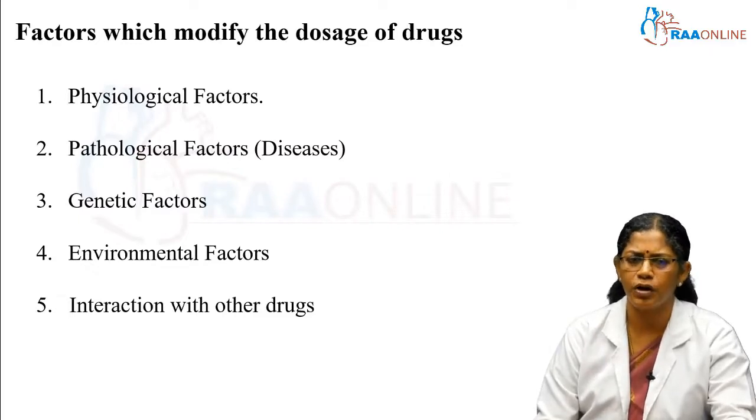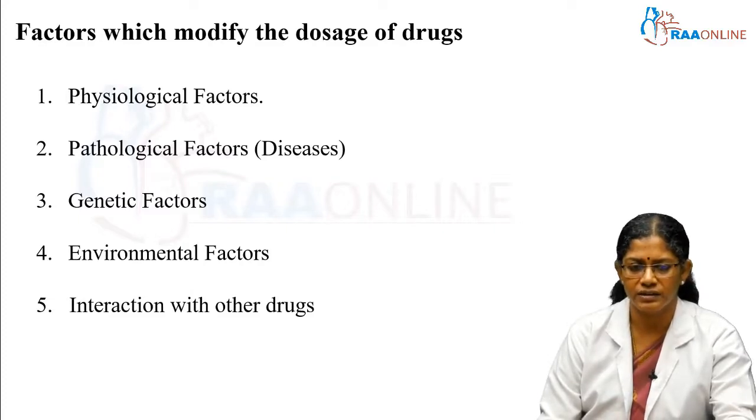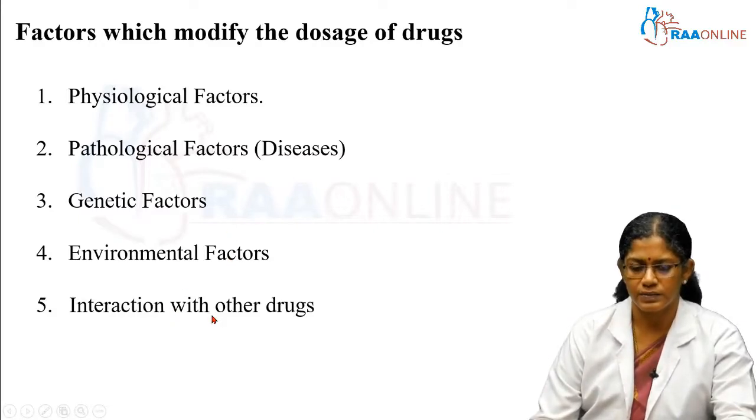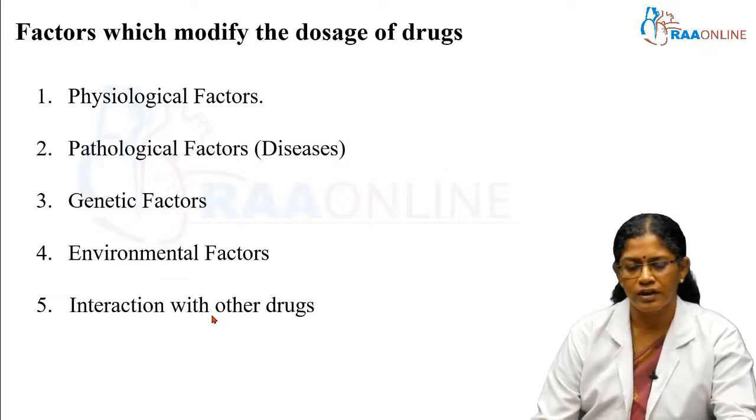These factors can be broadly classified as physiological factors, pathological factors, genetic factors, environmental factors, and interaction with other drugs. We can easily say what the physiological, pathological, genetic and environmental factors are. Interaction with other drugs means we can't say a person takes only one drug at a time. The person may take more than one drug, even more than 2 drugs at a time. So interaction with other drugs also needs dosage modification when it starts producing adverse effects.